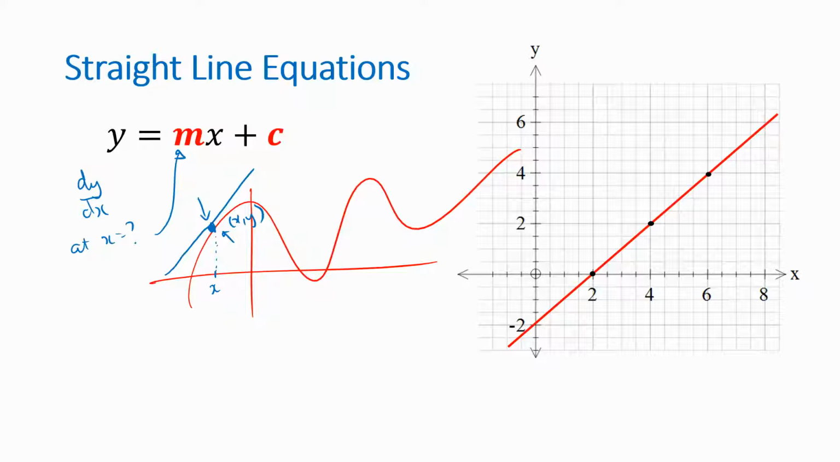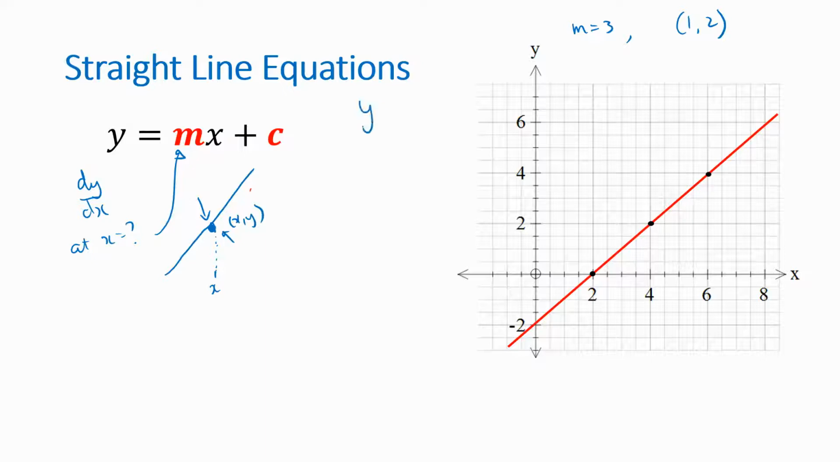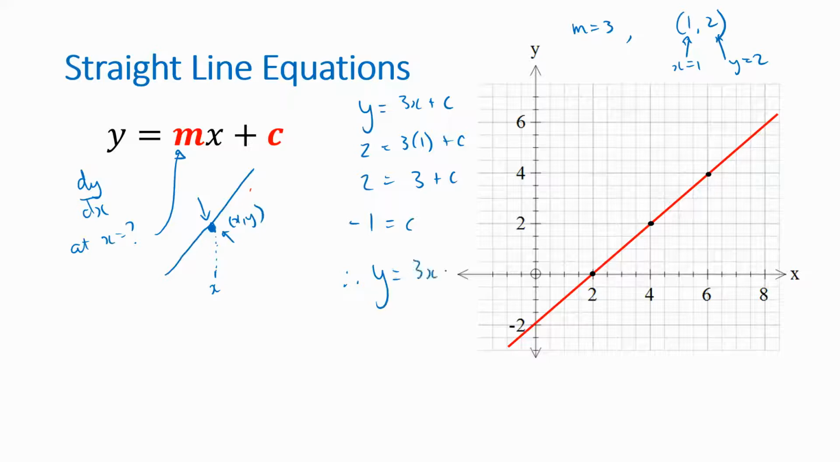Back in year 9, a question would have said, if the gradient was 3 and the line passes through (1, 2), find the equation of the straight line. What you would have done is say y equals 3x plus c, and since when x equals 1, y equals 2, you get 2 equals 3 times 1 plus c, so 2 equals 3 plus c. c equals 2 minus 3, which is minus 1, therefore your equation is y equals 3x minus 1. That's what you would have done in year 9, finding straight line equations.